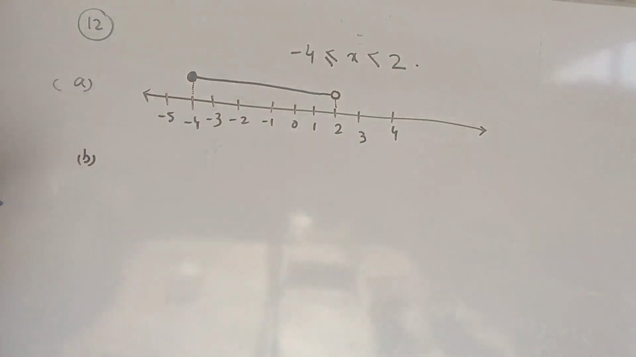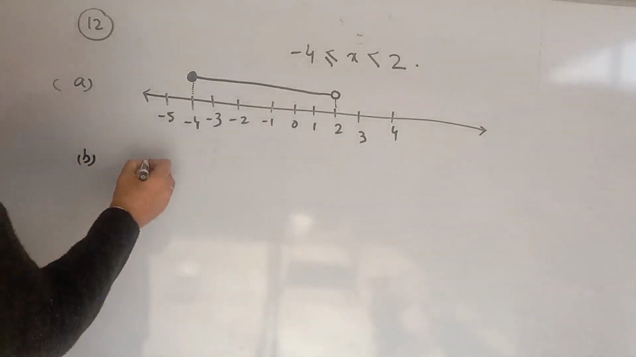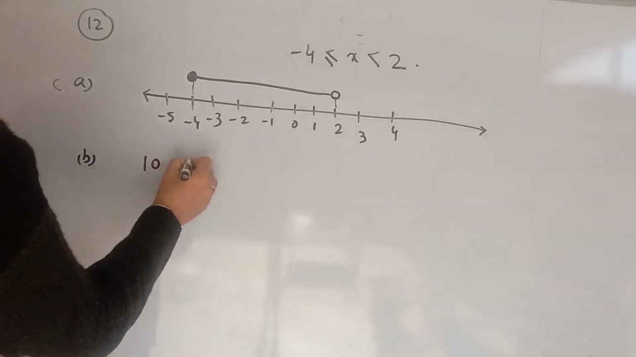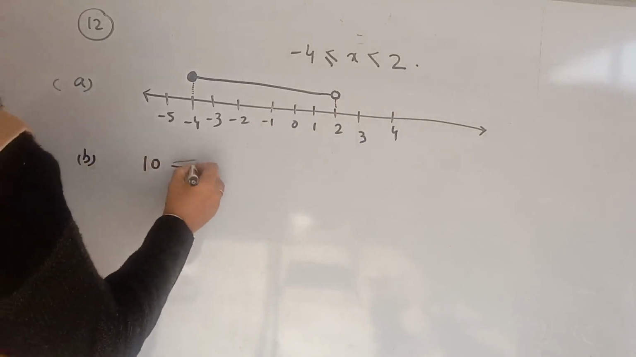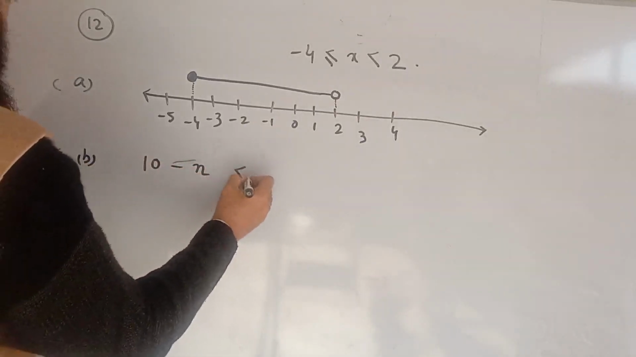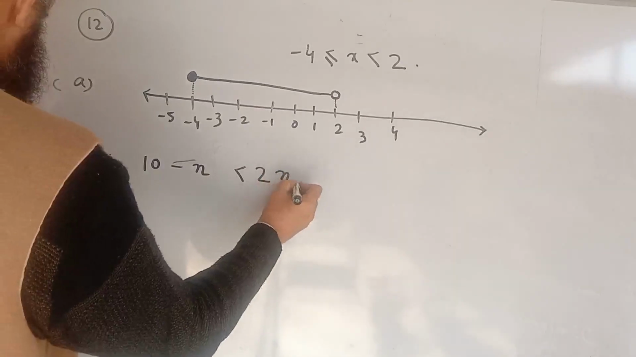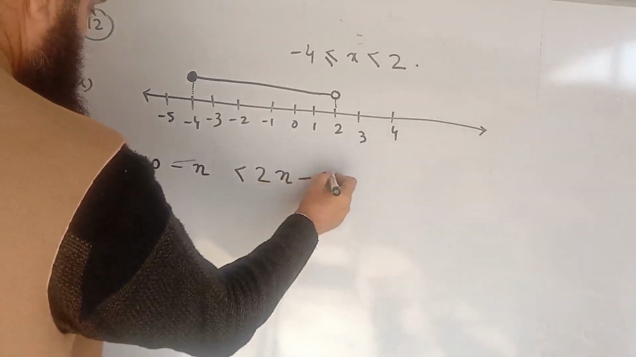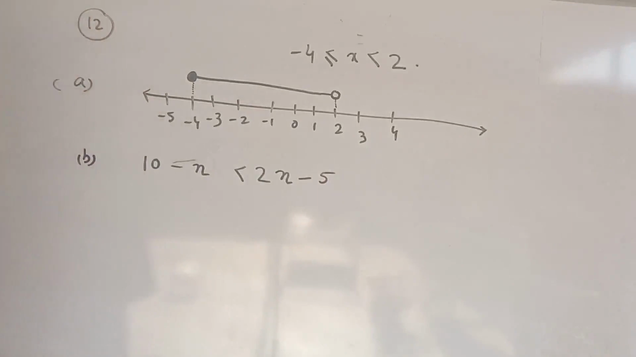The B part of this question: solve the inequality. We have to solve the inequality 10 minus n is less than 2n minus 5. We have to solve this inequality. Very easy.